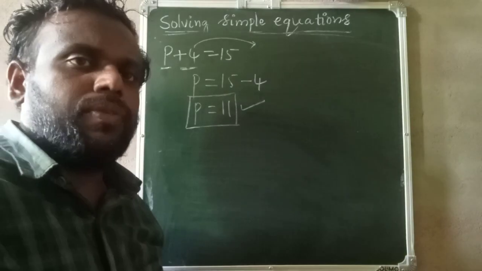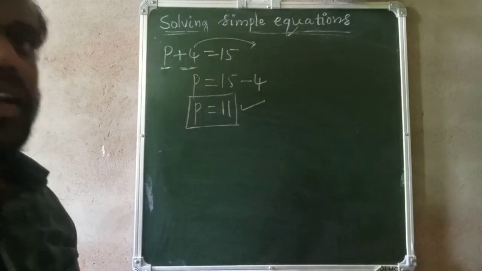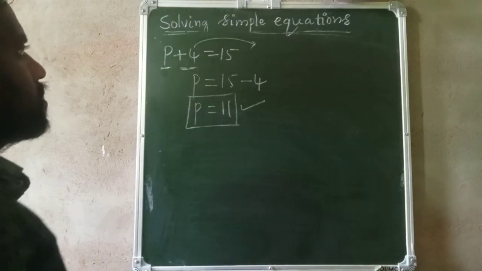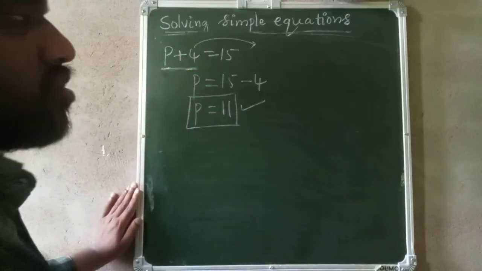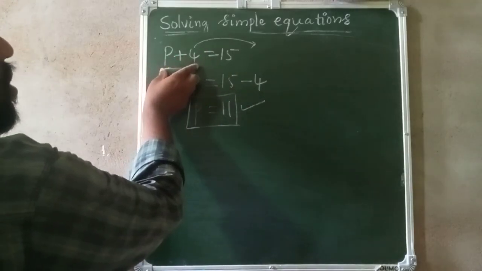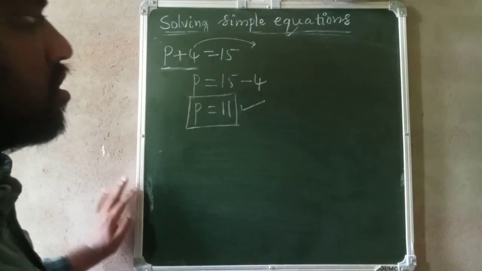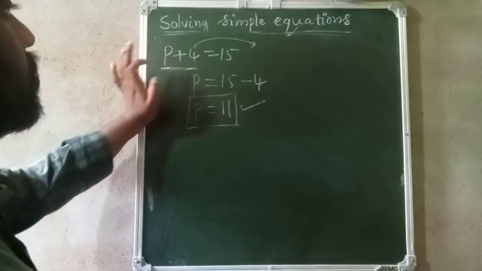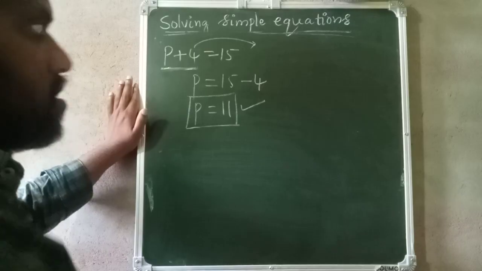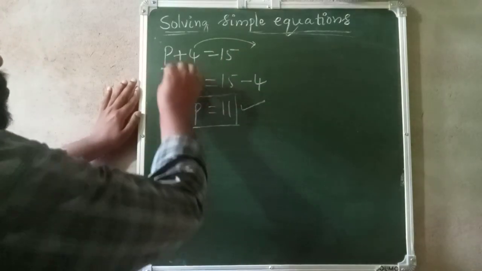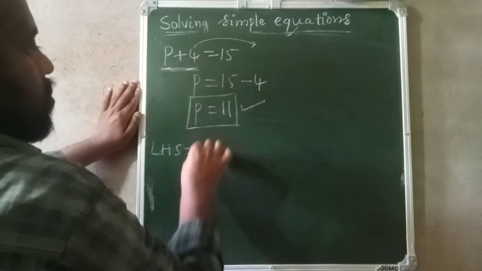Now we will check whether this is correct or not. So how to check? We have to take LHS. This expression on the left hand side is LHS. So LHS is p plus 4 and this is RHS, the right hand side expression. So first take LHS. LHS is equal to p plus 4.